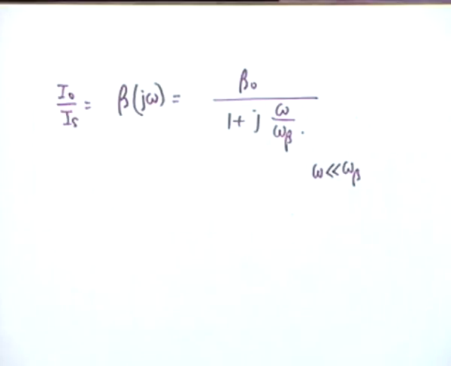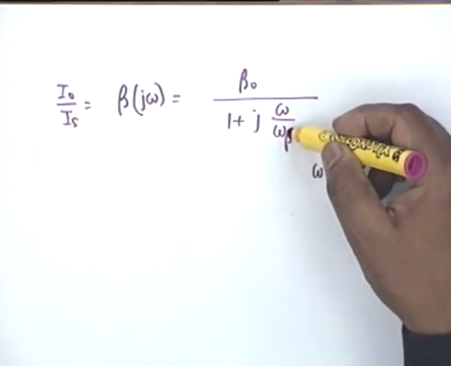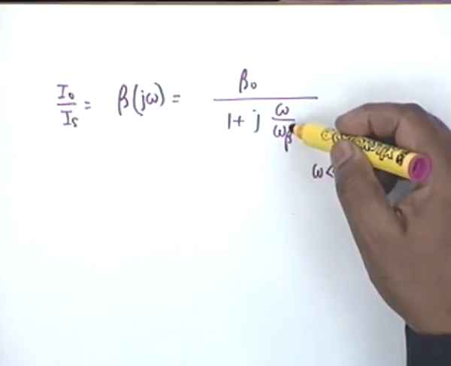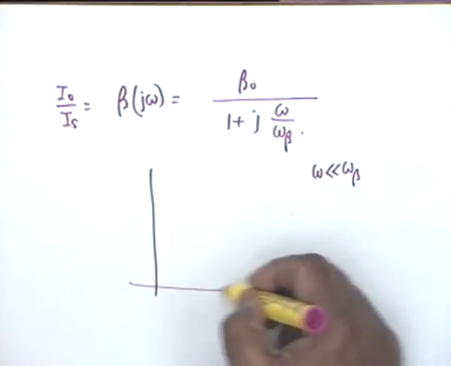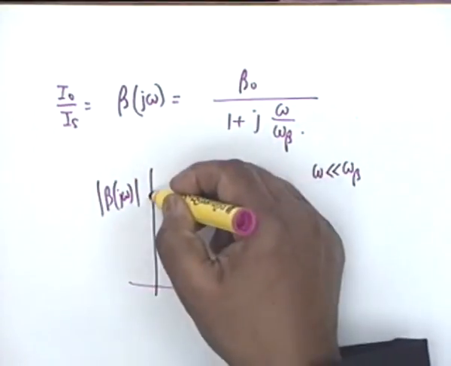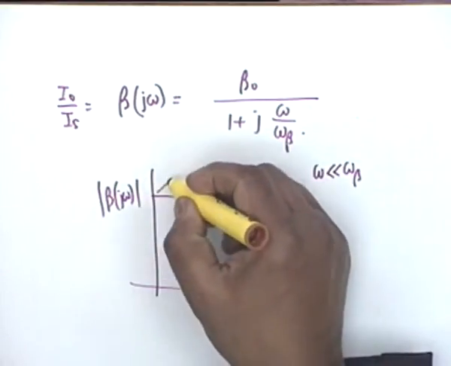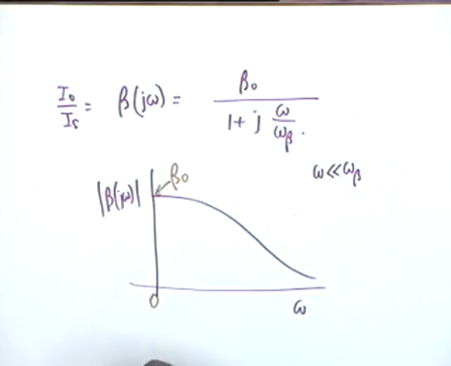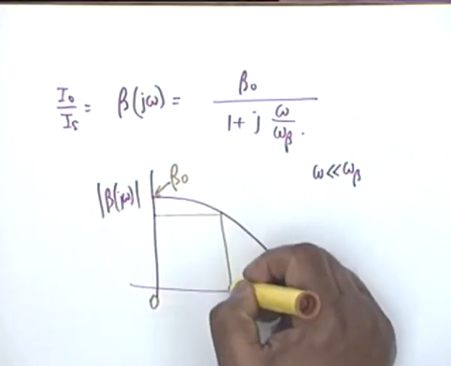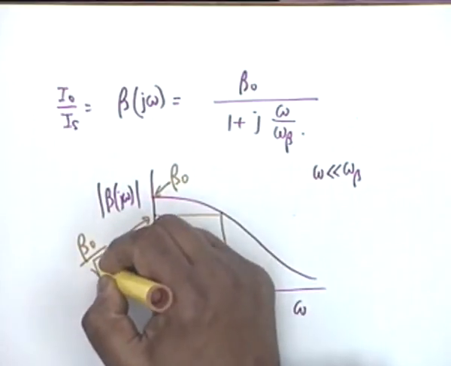That holds up to about mid-band. Up to about mid-band, beta is approximately equal to beta 0, and when you exceed the mid-band and go to higher frequencies, the factor omega by omega beta produces a reduction. The plot of magnitude of beta(j omega) versus omega would naturally be of the same form as that of a low pass filter, with the value at zero frequency being beta 0 and the value at omega beta being equal to beta 0 divided by root 2.